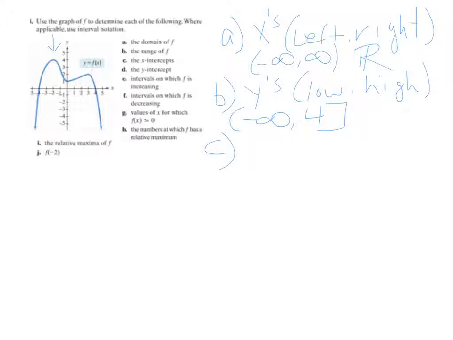X-intercepts, where it crosses the x-axis, that happens at x equals -4 and x equals +4. Part D, y-intercept, that's where it crosses the y-axis, which is at y equals 1.